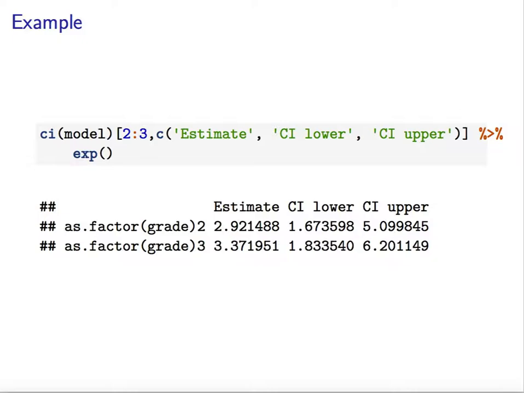Also, we need to remember that these are log odds ratios we're working with, so we are going to pipe this through the exp function and exponentiate the results. So here are our results. The estimated increase of relapse in individuals with a grade 2 tumor is 2.9 times the risk for individuals with a grade 1 tumor. And that has a confidence interval of 1.7 to 5.1.